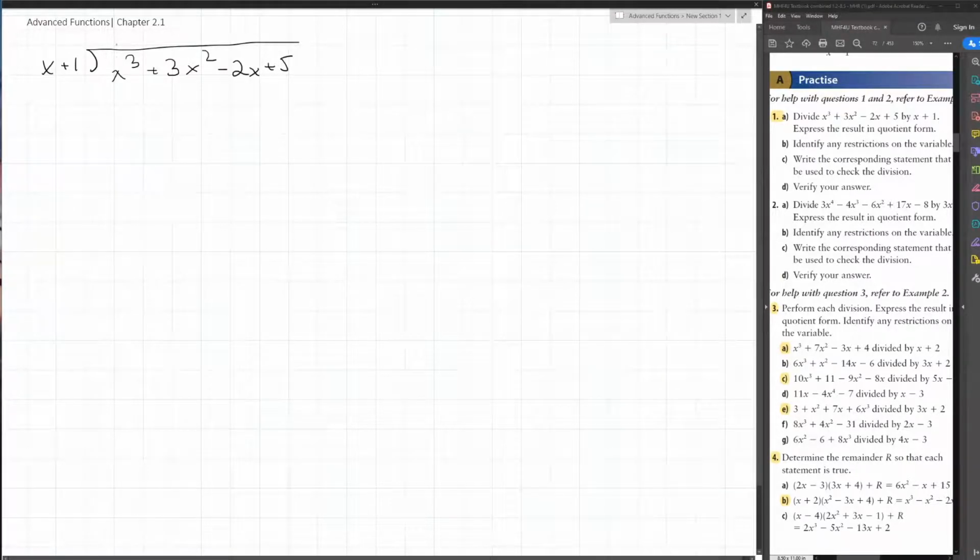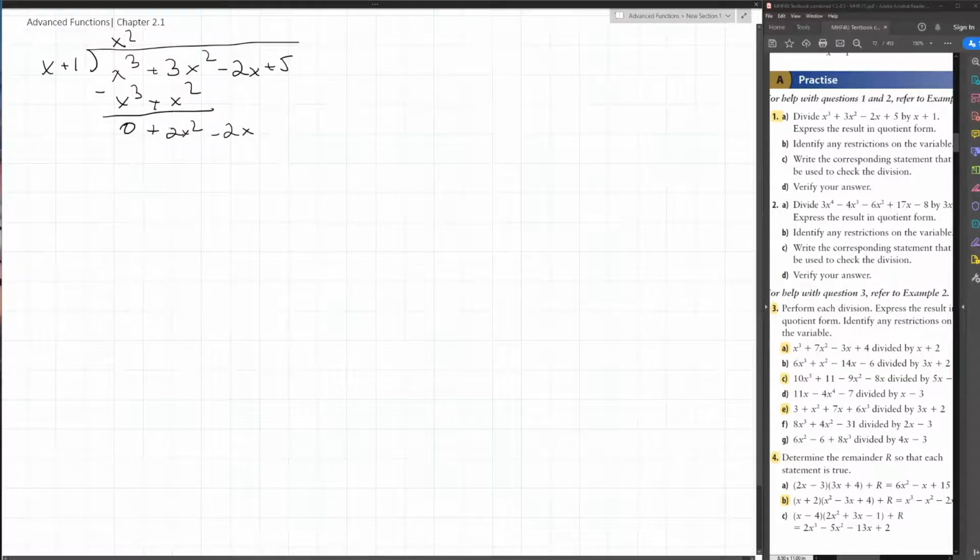So let's do this quickly. How many times does x go into x^3? x^2 times. So then minus x^3 plus x^2. 0 minus is 2x^2. Then we bring down the 2x.